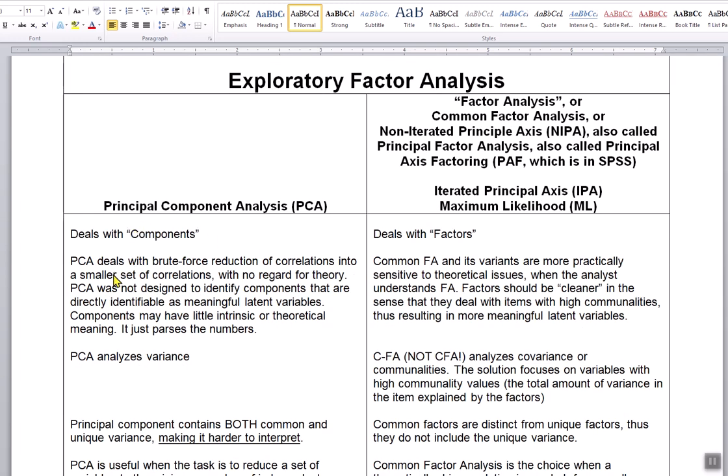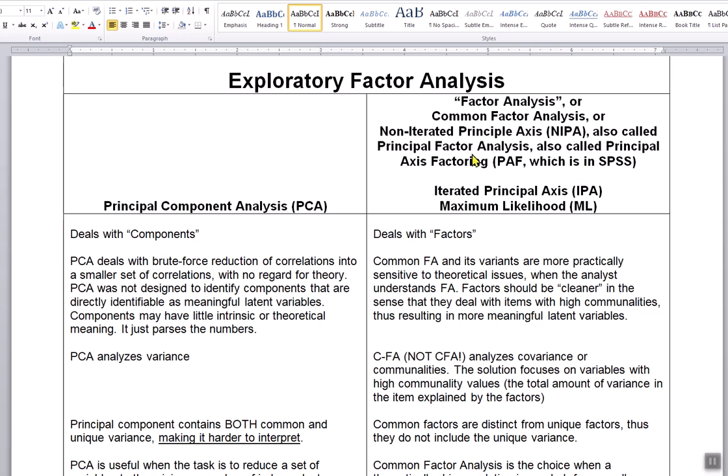Principal component analysis deals with the brute force reduction of correlations into a smaller set of clumps with no regard for theory, and PCA was not designed to identify components that are directly identifiable as meaningful latent variables. The components may have little intrinsic or theoretical meaning. It just parses the numbers. It's purely mathematical, and it analyzes the variance.